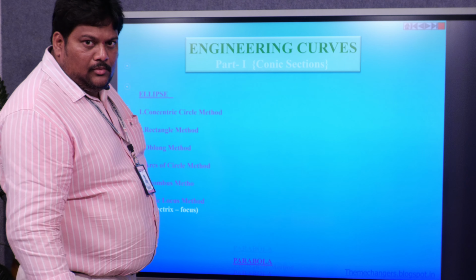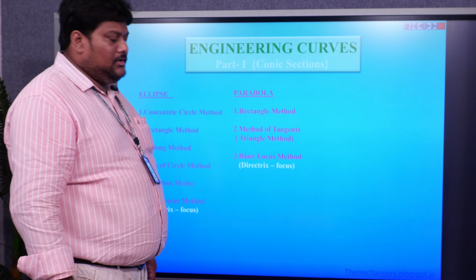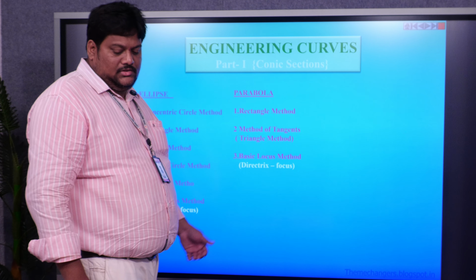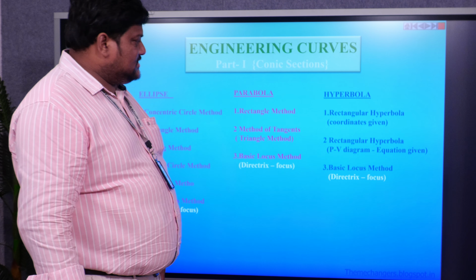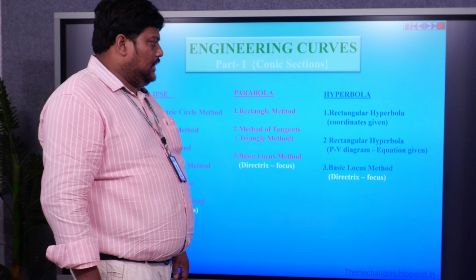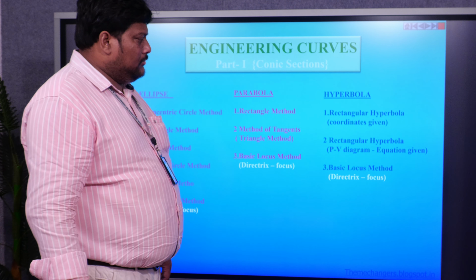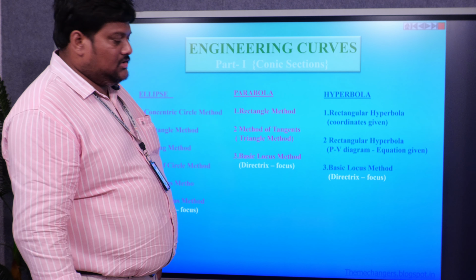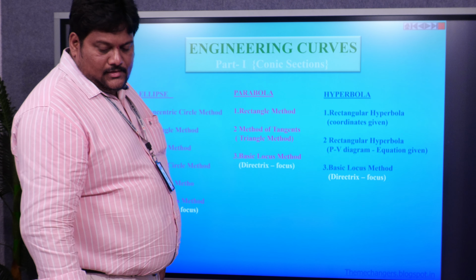Next, coming to the parabola, we have the rectangle method, the method of tangents, and the abscissa method. Similarly for the hyperbola, the rectangle method and the method of tangents, meaning the rectangular method or oblong method. Next is the basis locus method, which is nothing but the directrix method.